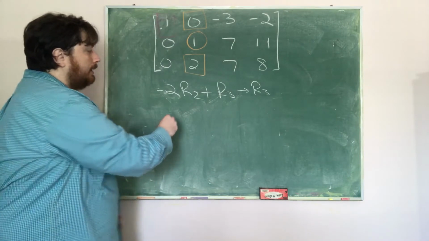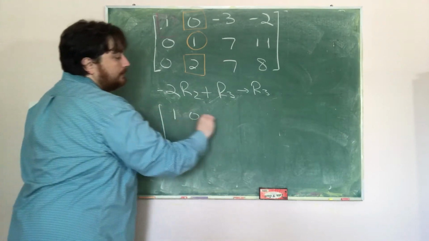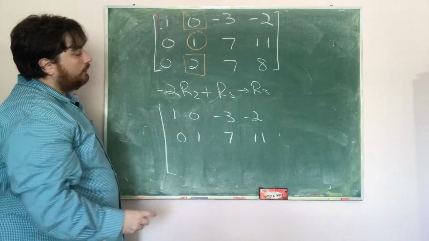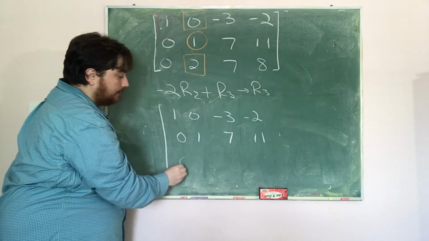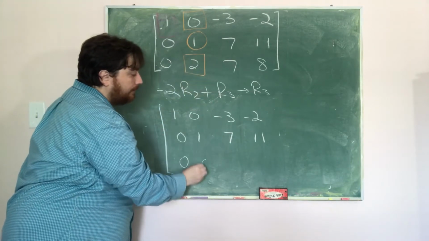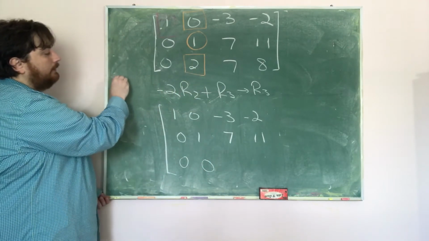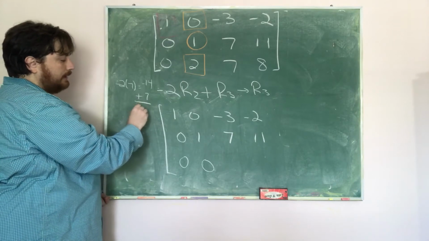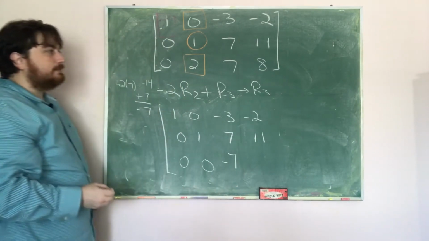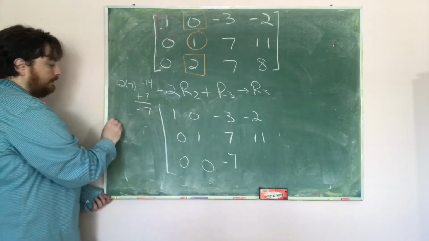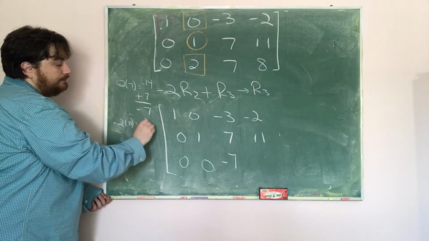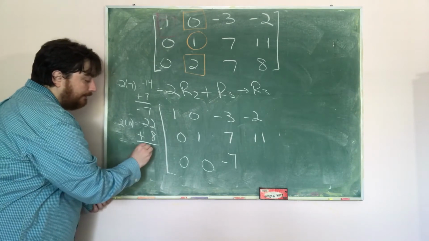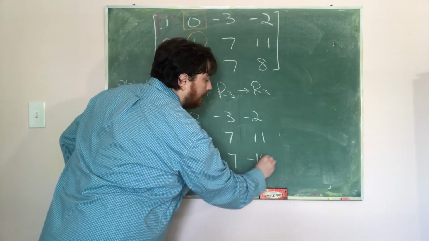So what I end up with is I'm going to take -2 row 2 plus row 3 and plug that into row 3, and I'm going to get my new matrix, which is, well, the first row stays the same, and the second row stays the same. And now for the third row, I'm going to take -2 times 0 plus 0 is just 0. -2 times 1 plus 2 is 0. And now if I take -2 times 7 is -14 plus 7 is -7. And then I'm going to take -2 times 11 is -22 plus 8. -22 plus 8 is -14. So we get a -14 here.